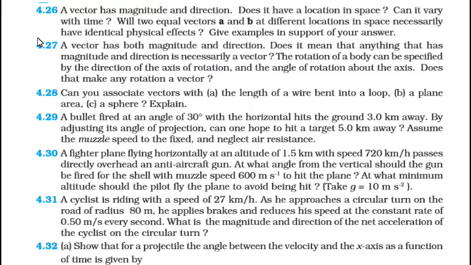Now let us do the next problem, that is 4.27. A vector has both magnitude and direction. Does it mean that anything that has magnitude and direction is necessarily a vector? The rotation of a body can be specified by the direction of the axis of rotation and the angle of rotation about the axis. Does that make any rotation a vector?